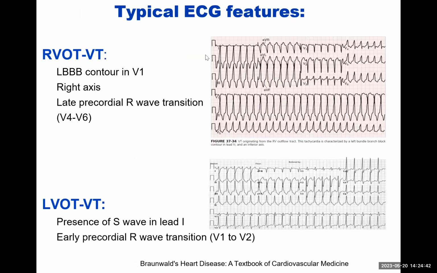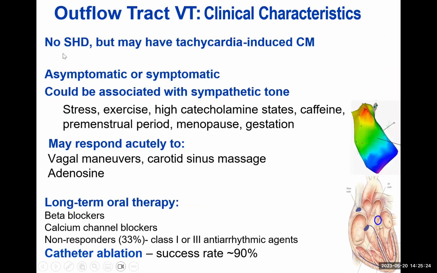Right ventricular outflow tract is characterized by a left bundle pattern in V1. Again, the inferior leads are positive, of course, in the outflow tract, but there is late transition, so the R wave is more than the S in V4, 5, or 6. The left ventricular outflow tract is characterized by early transition, R transition in V1, V2. If you have R wave transition in V3, it could still be right or left ventricular outflow tract. By statistics it is more likely to be left, but still you cannot be sure if the R wave transition is in V3.